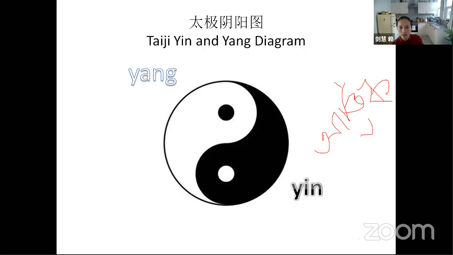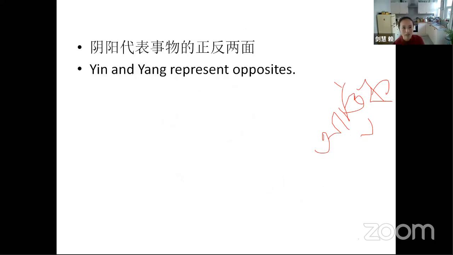This is our Taiji Yin Yang Tu, the Taiji Yin Yang diagram. I think many people know the diagram. In fact, the real name is Taiji Yin Yang Tu, not Taiji Tu. Okay, so yin and yang represent opposites.